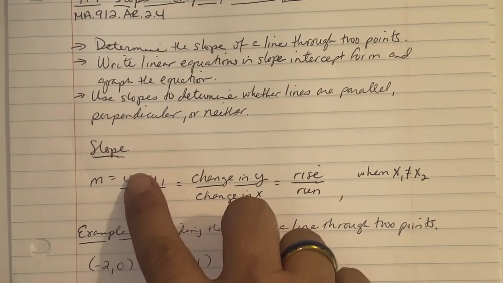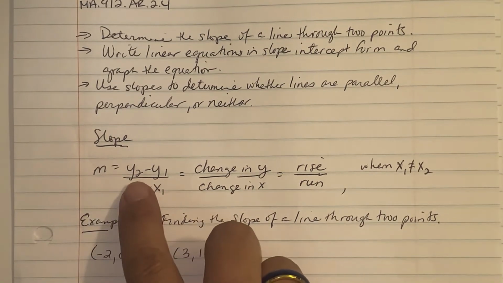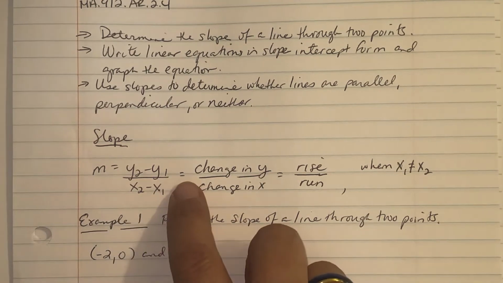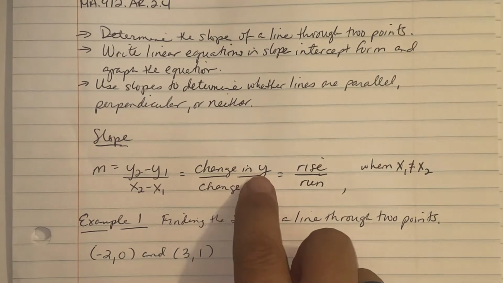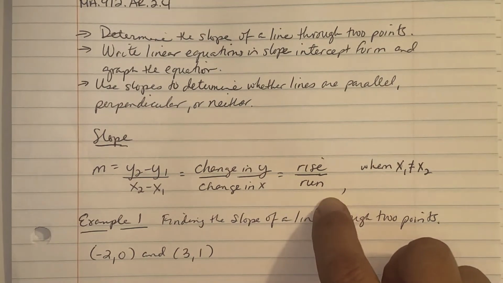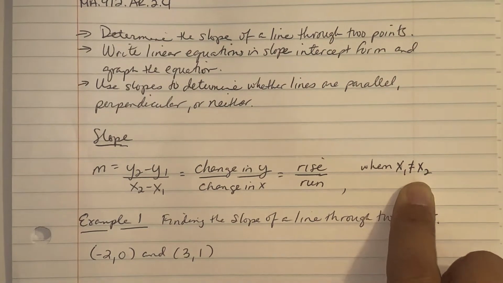So something you need to remember is slope. Slope is known as your m. The equation is m equals y sub 2 minus y sub 1 over x sub 2 minus x sub 1, which is also known as the change in y over the change in x, also known as your rise over run, when x sub 1 does not equal x sub 2.